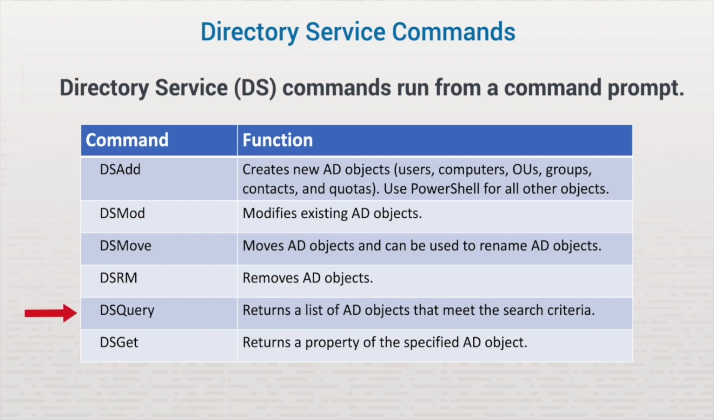dsquery returns a list of AD objects that meet the search criteria. So if you're looking for all users whose city is Boston, you could use dsquery for that. dsget returns a property of the specified AD object. So if you want to find the city for the username Mark, you could use dsget to find out. Remember, dsquery returns a list of objects, and dsget returns the properties of the objects.